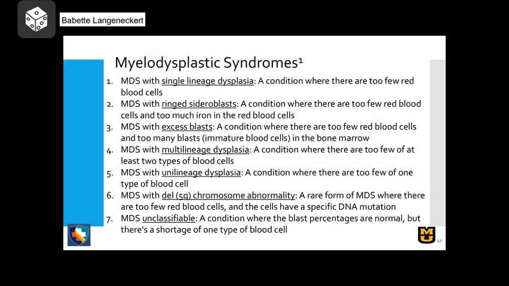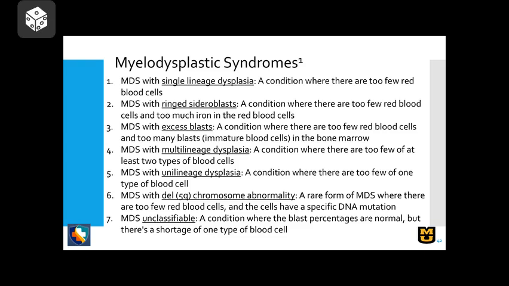There are 7 types of myelodysplastic syndromes. MDS with single lineage dysplasia is a condition where there are too few red blood cells. MDS with ring sideroblasts is a condition where there are too few red blood cells and too much iron in the red blood cells. MDS with excess blasts is a condition where there are too few red blood cells and too many blasts, or immature blood cells in the bone marrow.